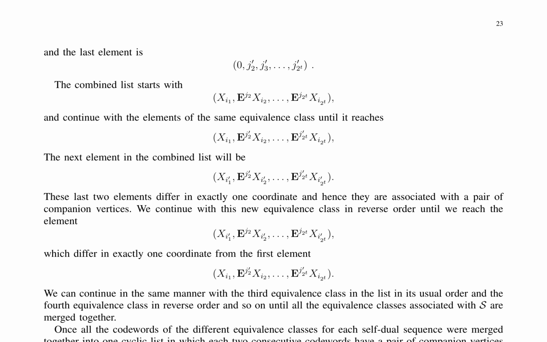The construction of a (2k, 2t+1, n, 2t) DBAC code is facilitated by the concept of companion vertices and equivalence classes. This process begins with a list of codewords from a self-dual sequence, which are then merged into one cyclic list. Each two consecutive codewords in this list have a pair of companion vertices, ensuring that the resulting code meets the requirements of a (2k, 2t+1, n, 2t) DBAC. To initiate this process, the codewords are partitioned into equivalence classes based on their representation as words of length 2t.